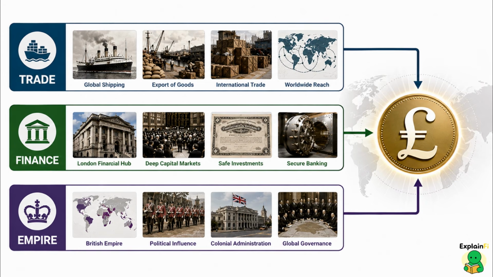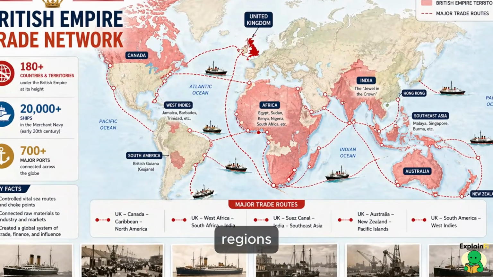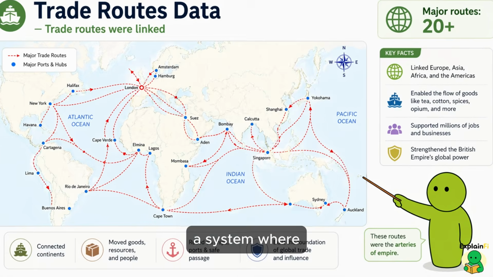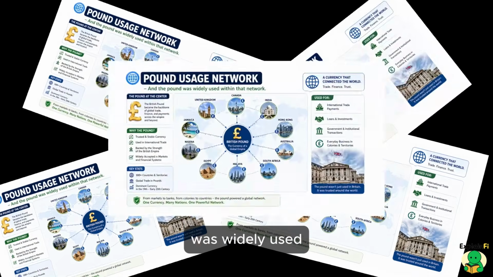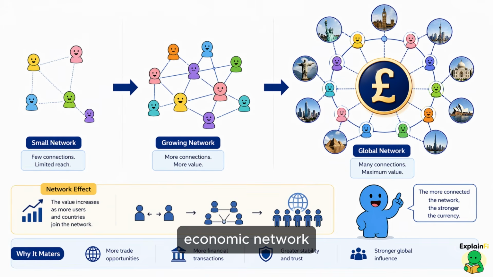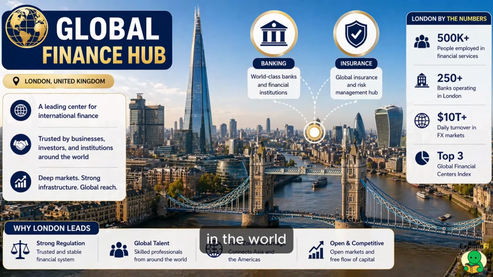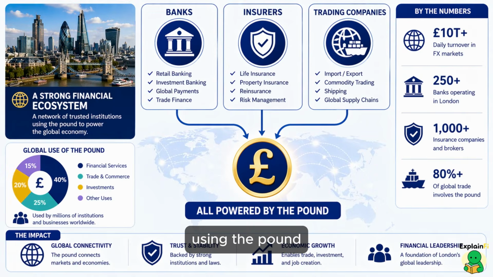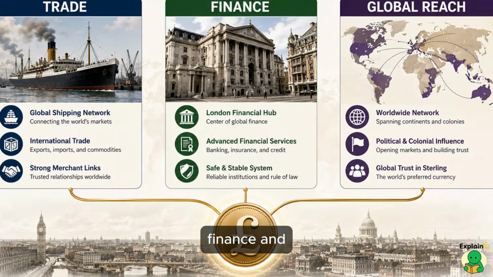To understand why the pound was dominant, we need to look at the structure of the global economy at the time. The British Empire had one of the largest trading networks in history. It connected regions across Europe, Asia, Africa, and the Americas. This created a system where trade routes were linked, financial flows were centralized, and the pound was widely used within that network. A currency becomes global when it is embedded inside a large economic network. In addition, London was one of the most important financial centers in the world. Banks, insurers, and trading companies all operated using the pound. So the pound wasn't dominant by accident. It was supported by trade, finance, and global reach.